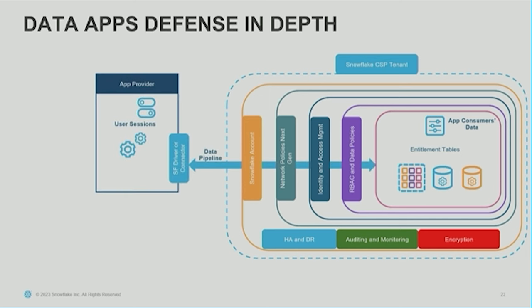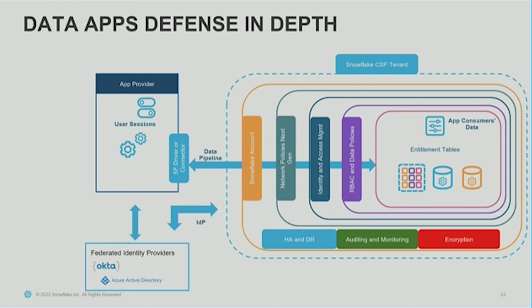And this is where your app comes into play. The app will manage the user sessions. The app will connect on behalf of the end users using Snowflake drivers and connectors, and they have to go through all those layers. Now, your app can choose to be integrated with your identity provider. Maybe you have a single source of truth for user and roles provisioning, and that helps you to have identity governance and single sign-on.